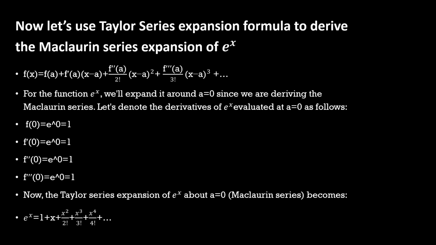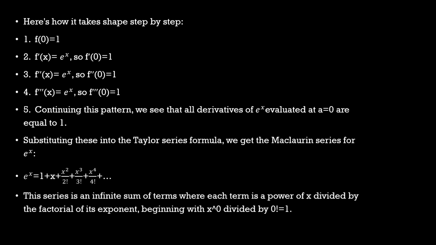Now, the Taylor series expansion of e to the x about a equals 0 becomes e to the x equals 1 plus x plus x squared over 2 factorial plus x to the third over 3 factorial plus x to the fourth over 4 factorial, and so on. This series is an infinite sum of terms where each term is a power of x divided by the factorial of its component, beginning with x to the power 0 divided by 0 factorial, which is also 1.